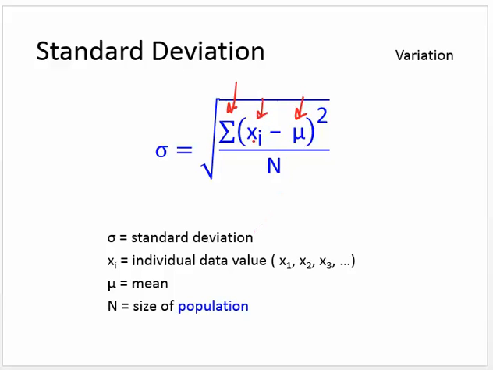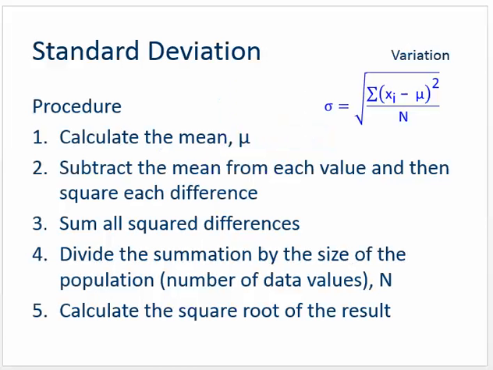All right, so we're going to take each value and subtract the mean from it. We're then going to square it. We're then going to add up all those numbers, and we're going to divide by the size of the population. This right here is our steps. All right, this is exactly what I just said.